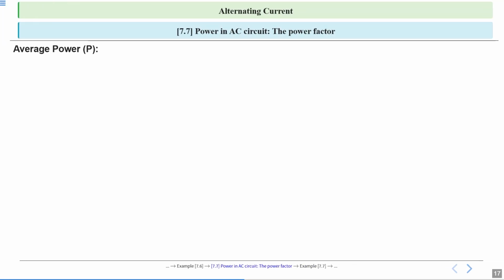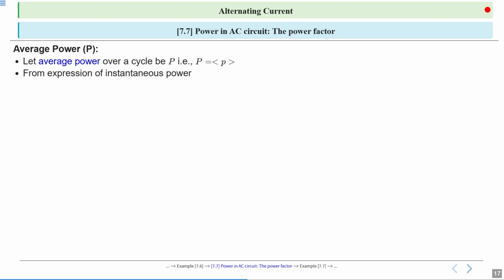Let the average power over a cycle be P. So average power will be represented by capital P, which will be equal to the average of small p, and these angle brackets represent the average. So capital P will be the average value of this instantaneous value small p.